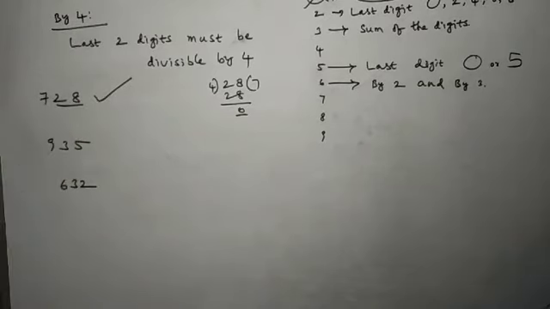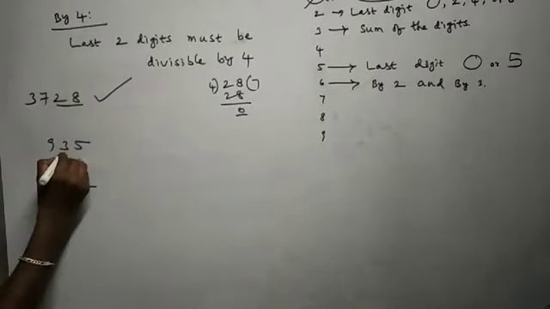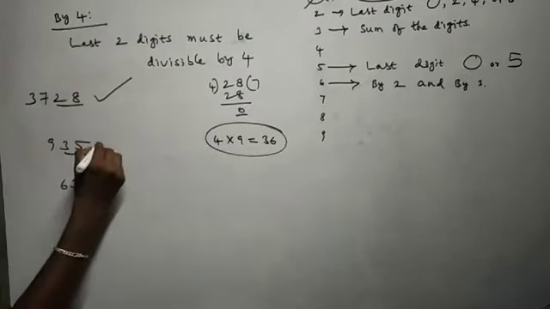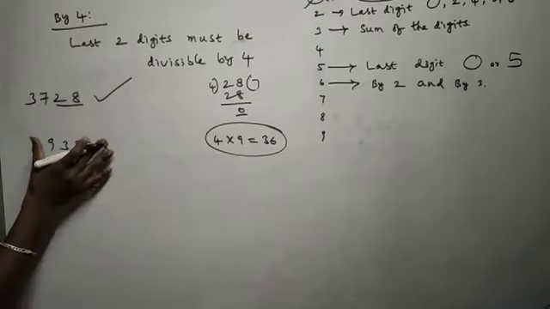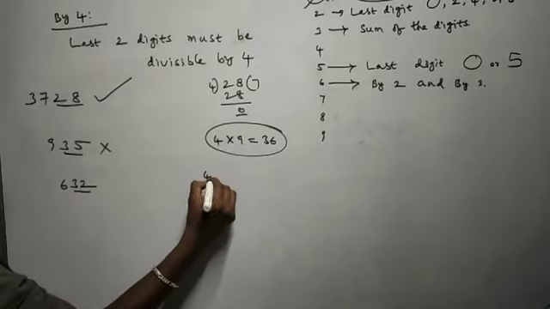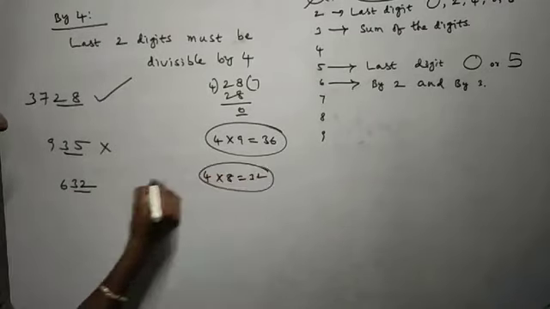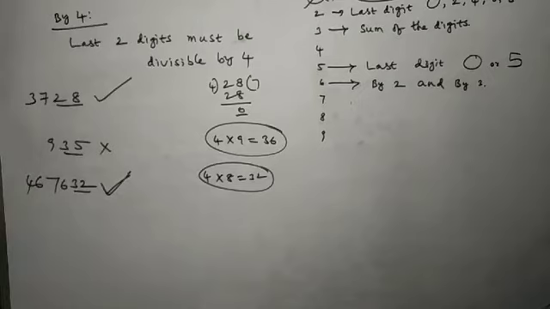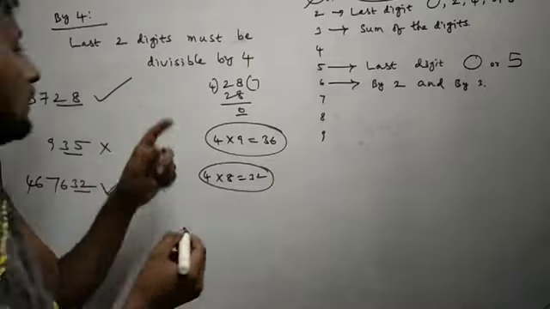Not only 728. If you add digits before 728, no issue. Here I am adding 3: 3728 is also divisible by 4. Now 35. We know 4 nines are 36, so 35 is not divisible. If you add something before, the value doesn't change, so the number is not divisible by 4. Next, 32. We know 4 eights are 32, so the number is divisible. Whatever you add before, like 7, 6, 4, the number is still divisible by 4. Got it?